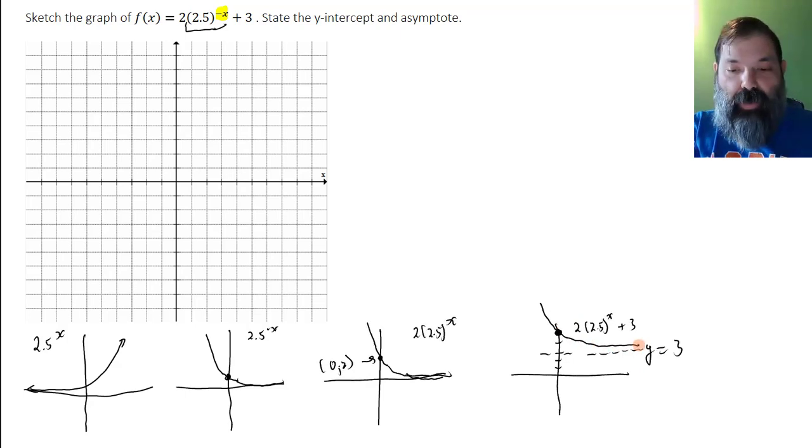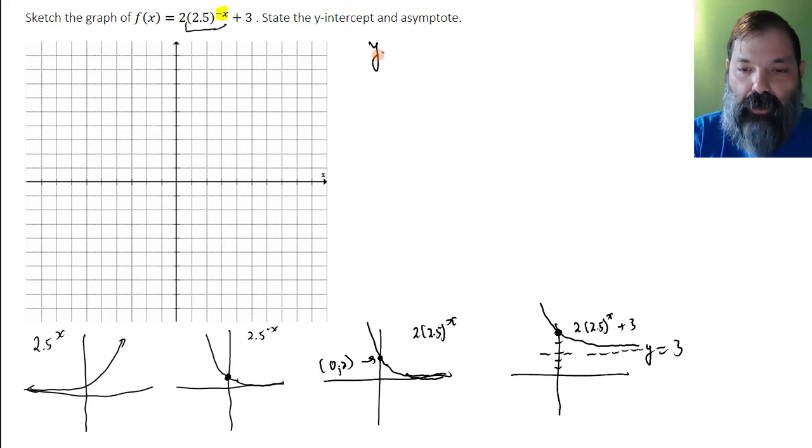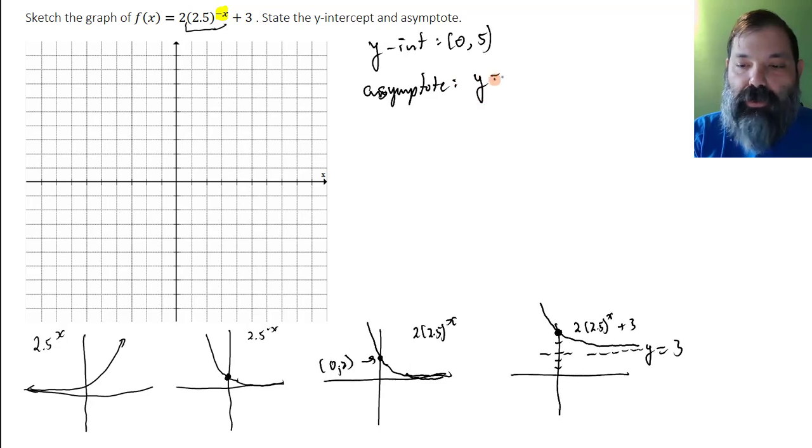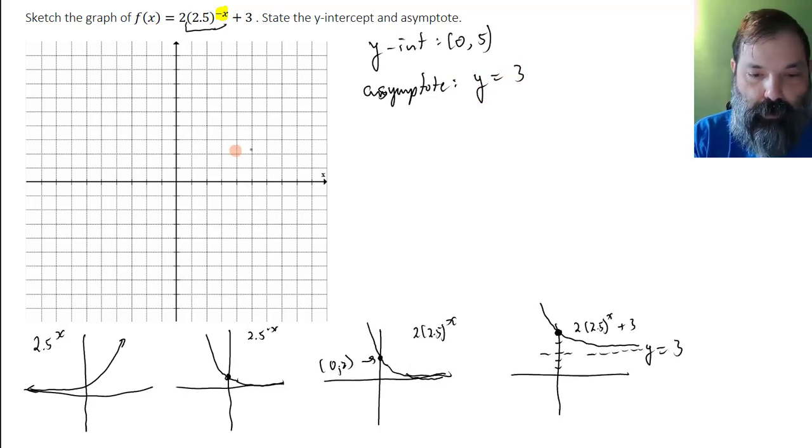And I've done most of the work just through that analysis, through that thought process and understanding the transformations. So we now know the y-intercept is the point 0, 5, and I know that the asymptote to the curve is the line y equals 3. So let's just use a scale of 1s on each axis. Let me mark the asymptote at y equals 3. I've got the y-intercept at 0, 5.